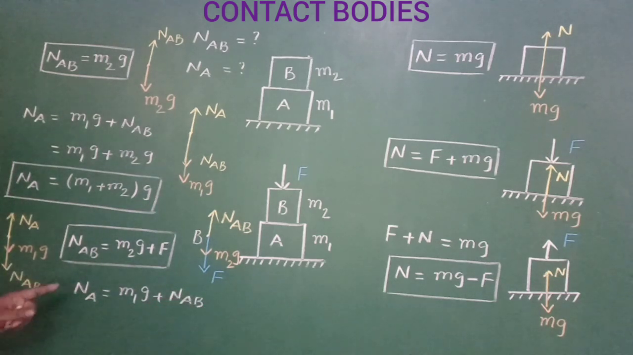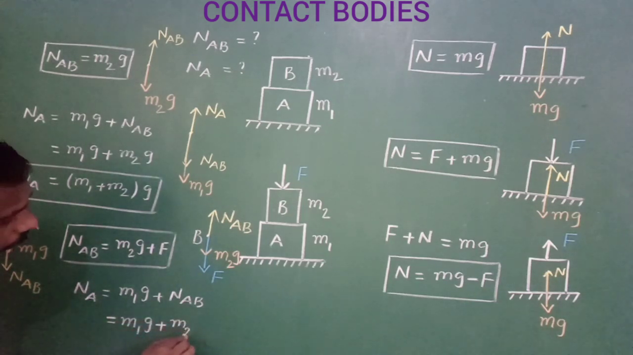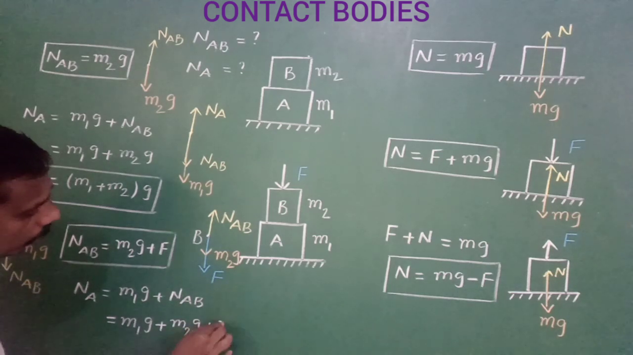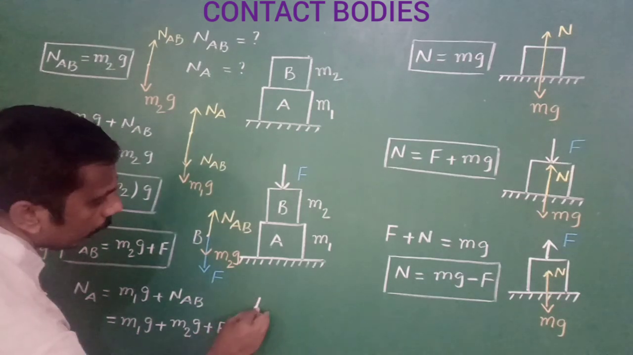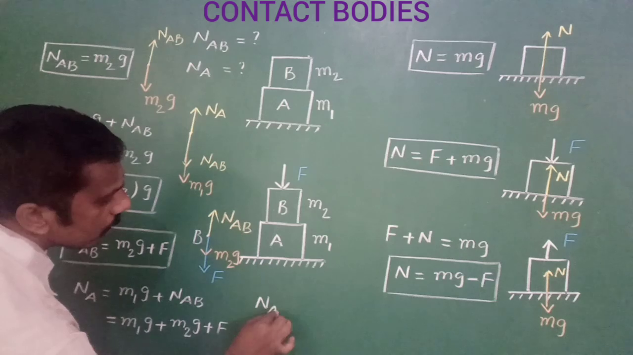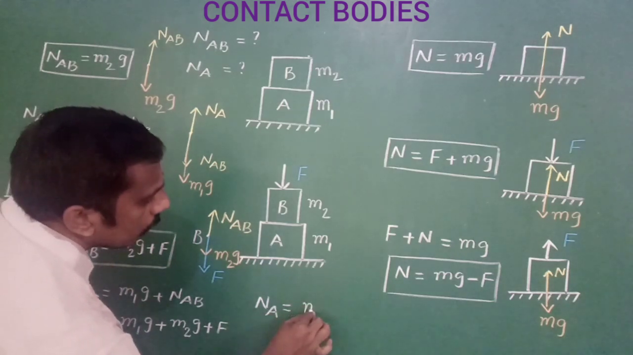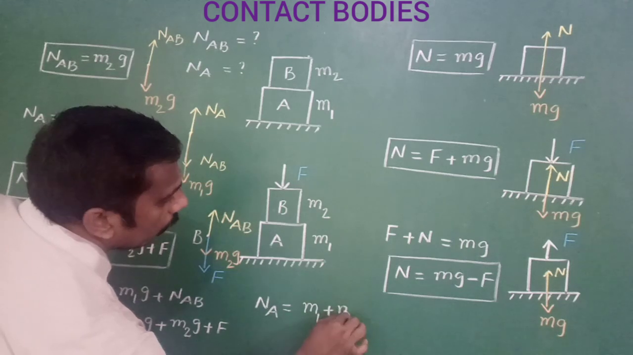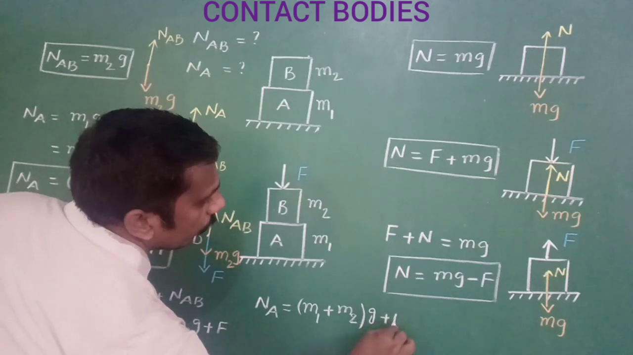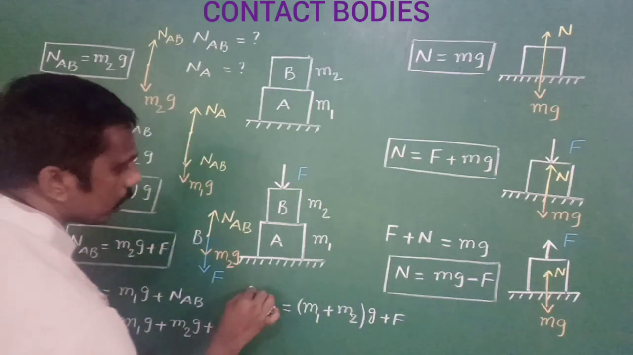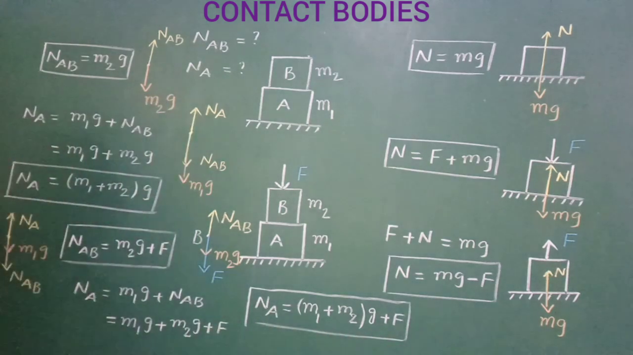But we know N_AB is equal to M2G plus F. Substitute here, then we get M1G plus M2G plus F. Finally, we can write normal reaction between block A and ground, NA, is equal to the mass of the two bodies, (M1 plus M2) into G, plus F. This is the normal reaction between block A and ground.